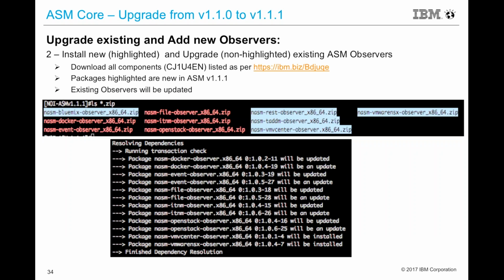This is the second step. So you untar all the observers, unzip them, and install them wherever your ASM core is. The process is the same. It will update if you have an existing observer. It will install if it is a new one.